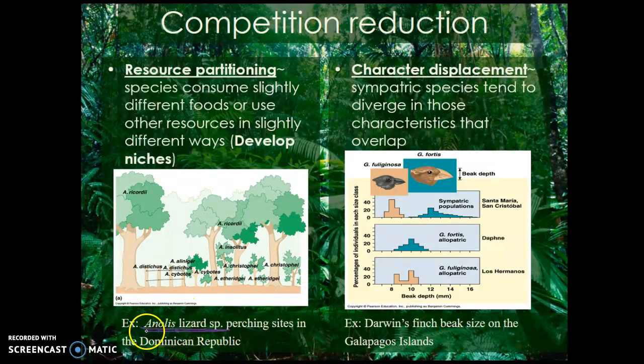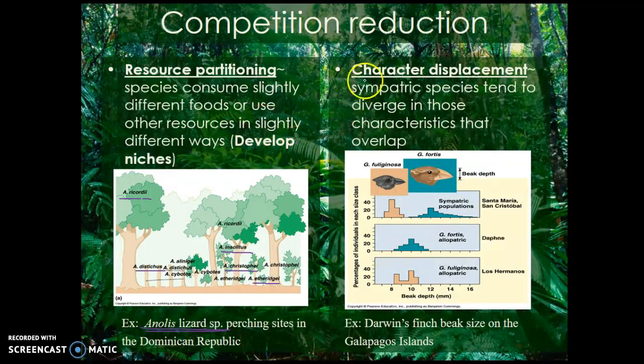This is a bunch of different types of lizards. And instead of all living in the same area of the tree, they have kind of claimed their own areas. So they're slightly filling a different niche, a different role when perching in that area. And that might be for reproductive purposes, and now they're able to attract their mates earlier.